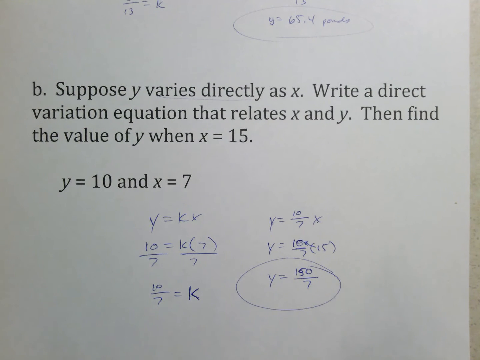Just be careful on the Math Excel, because remember that it does sometimes say integer or simplified fraction, integer or decimal. For me, as long as this is not a word problem, 150 over 7 is what I'm looking for, because remember, I don't like decimals on that stuff. Okay?